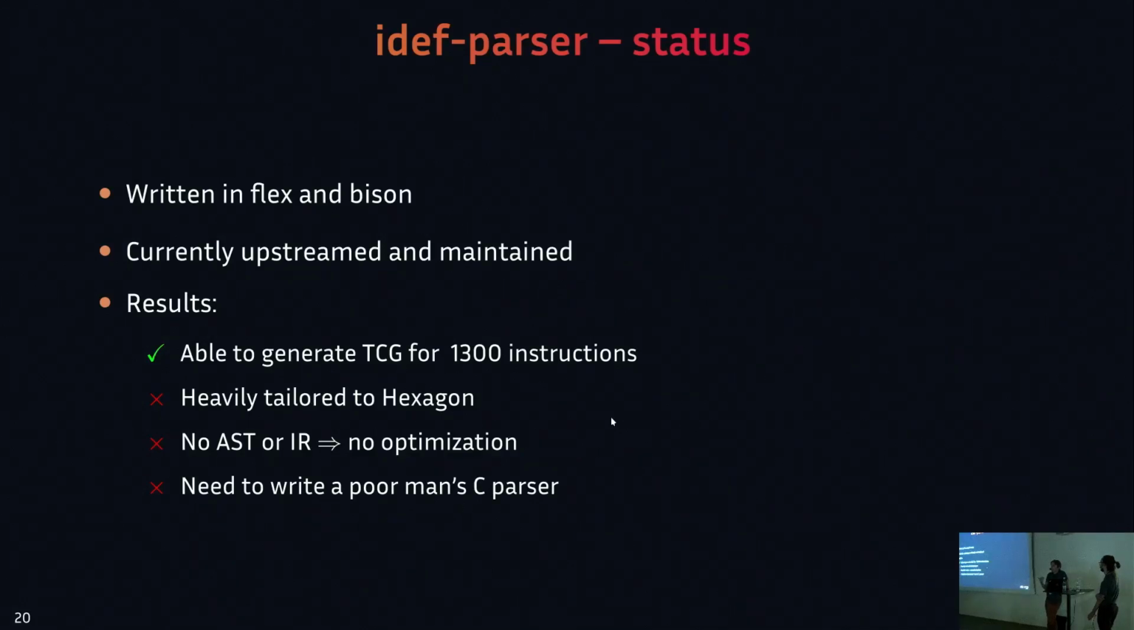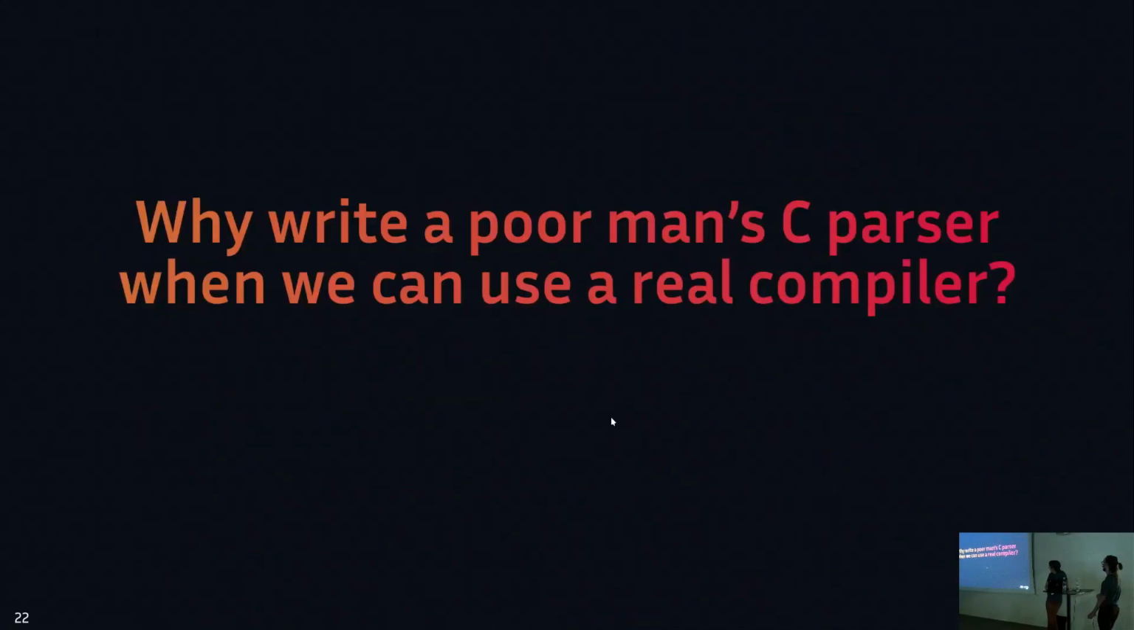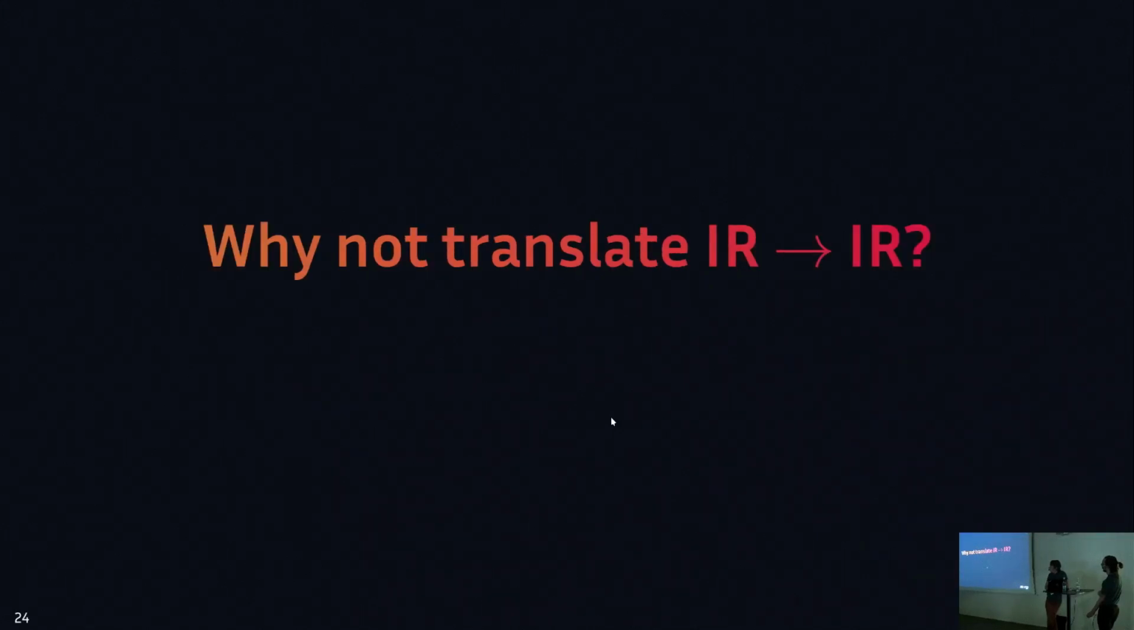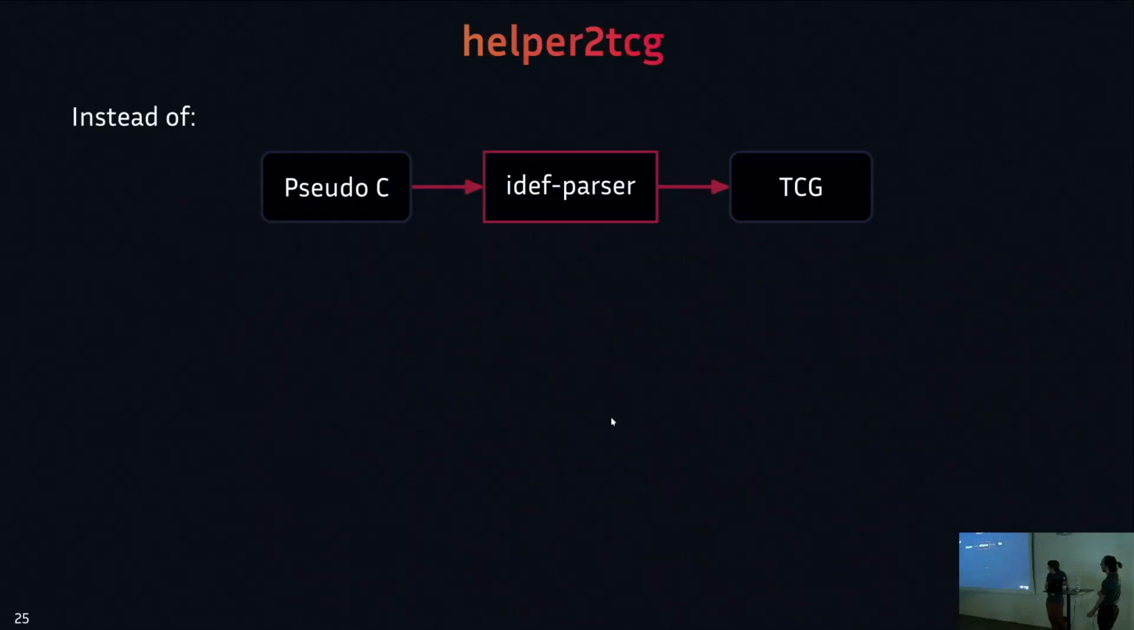But most importantly, we had to implement a poor man's C compiler, which is something I do not suggest people attempt. So we thought, why write a poor man's C parser when we can use a real compiler, right? And after all, TCG is an IR, and C compilers often use an IR. So why not translate IR to IR? And this is what helper to TCG is about.